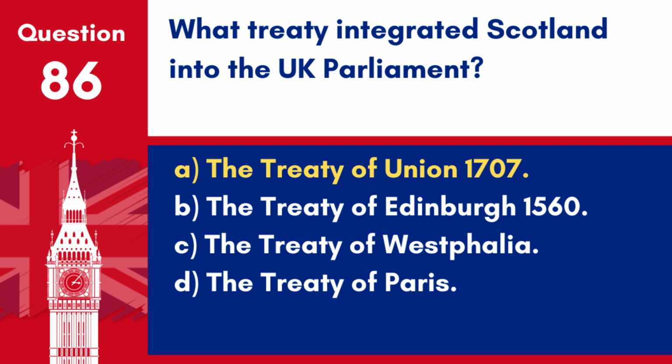Answer: A. The Treaty of Union 1707. This treaty led to the political union between the Kingdom of Scotland and the Kingdom of England, creating the Kingdom of Great Britain with a single UK Parliament at Westminster.